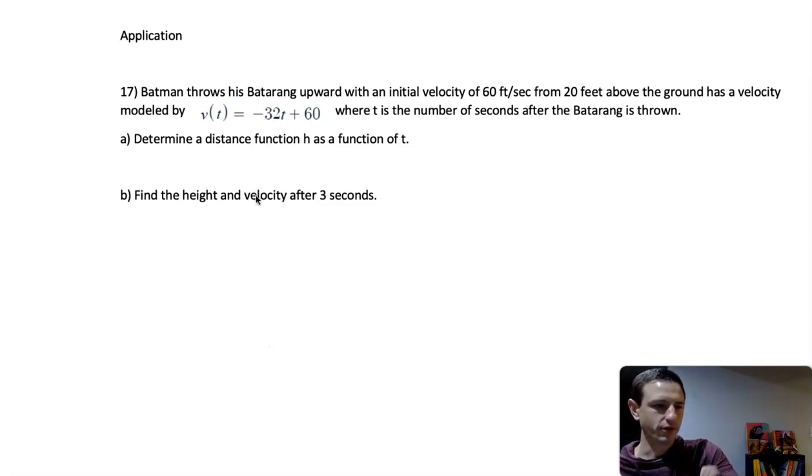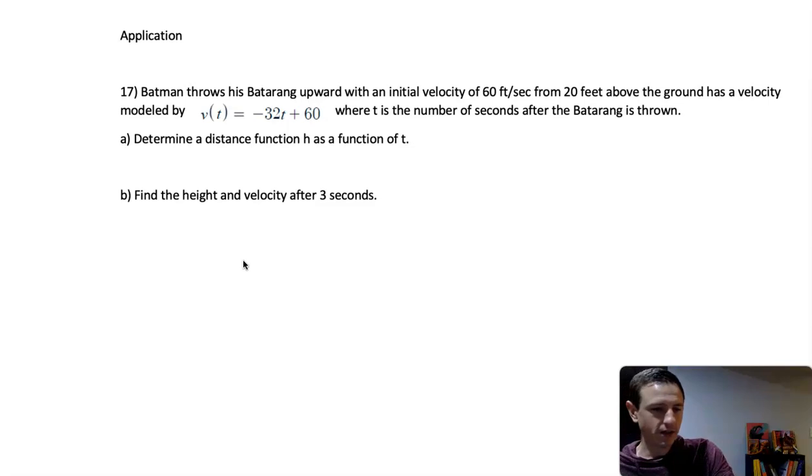So we have an application. It says Batman throws his batarang upward with an initial velocity of 60 feet per second from 20 feet above the ground and has a velocity modeled by v of t equal to negative 32t plus 60, where t is the number of seconds after it was thrown. Part A, determine a distance function and find the height and velocity.